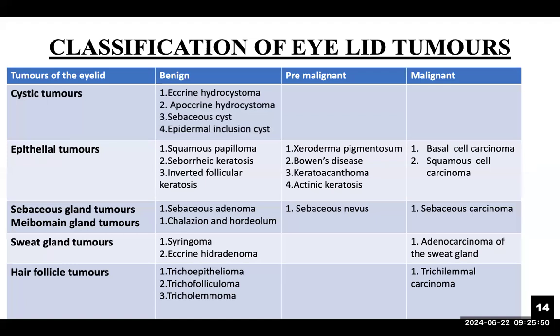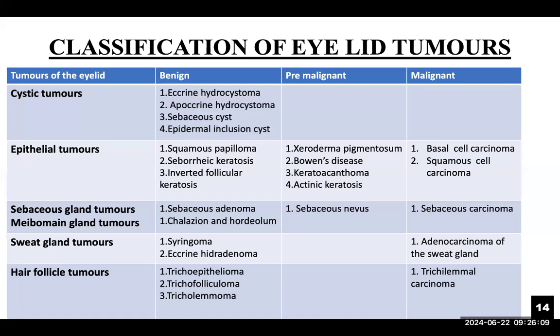So the epithelial lesions, which are the most common origin of eyelid tumors. The benign epithelial lesions are squamous papilloma, seborrheic keratosis, and inverted follicular keratosis.